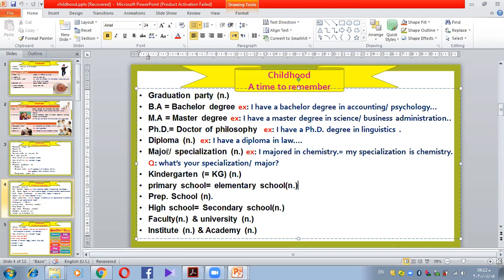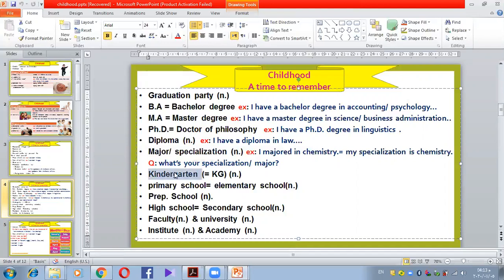Major or specialization, it means, for example, if you study, let's just say what, computer, for example, or science, what's your major, what's your specialization? For example, science, it could be chemistry, it could be biology, it could be physics. So this is your major or specialization, the specialization in the study that you have. I majored in, or my specialization is chemistry. It's the same word. So what's your specialization, or what's your major? What was your major? Okay.